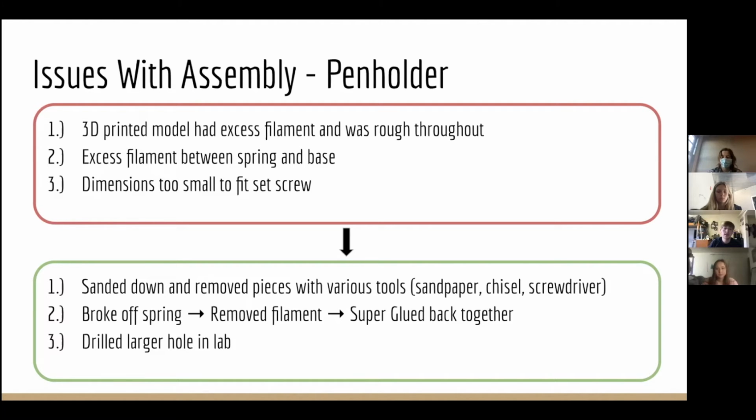And finally, another issue we had was that the dimensions were too small to fit the set screw. Obviously we needed the set screw to attach the pen holder to the robot. So we ended up needing to drill a hole through the actual pen holder so that the screw could fit, because it was too small.